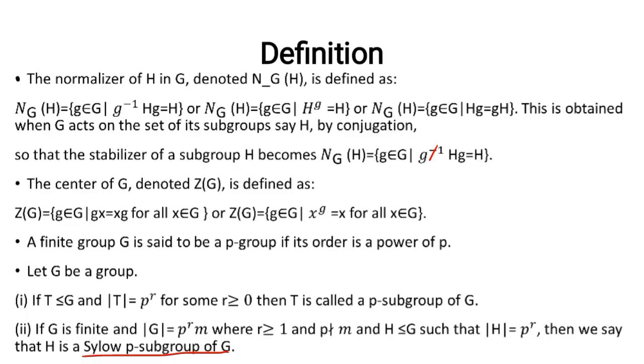If G is finite and the order of G is p raised to power r times m, where r is greater than or equal to 1, and p does not divide m, and H is a subgroup of G such that the order of H is p to the power r, then we say that H is a Sylow p-subgroup. So let's give you an example of what we say here.